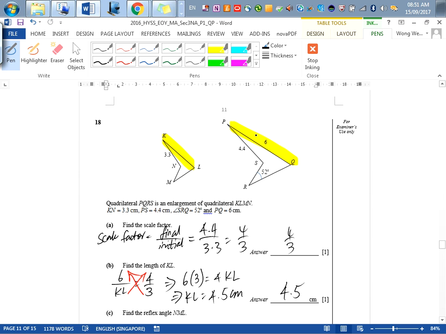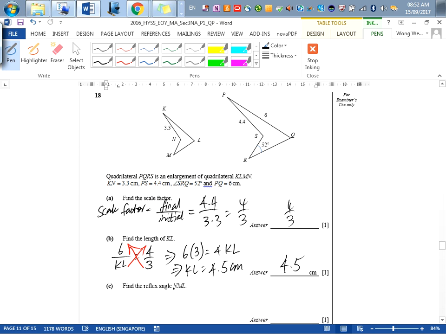Six divided by? You press your calculator, 6 divided by 1.3, what do you get? You sure or not? Yeah, you didn't. But if you divide it by 4 over 3, then you will get the correct answer.